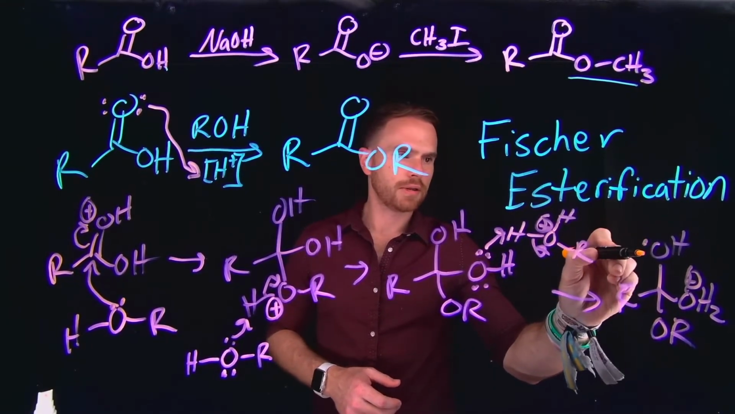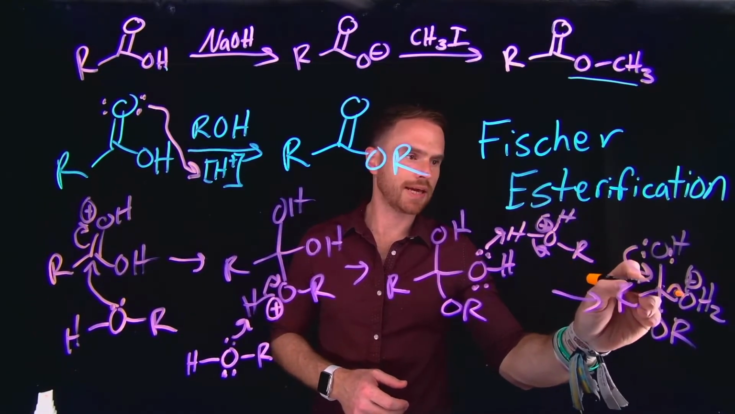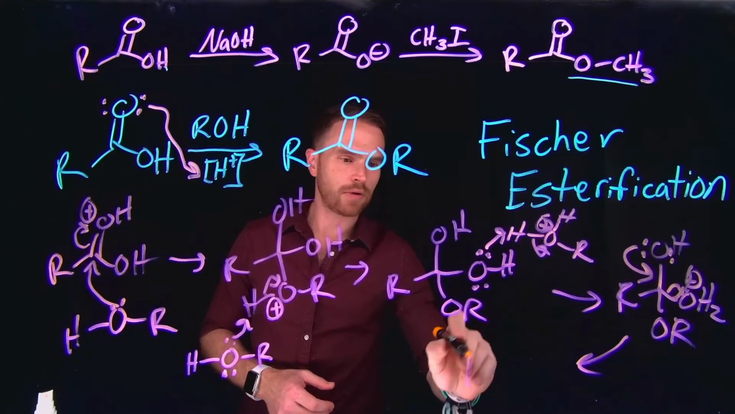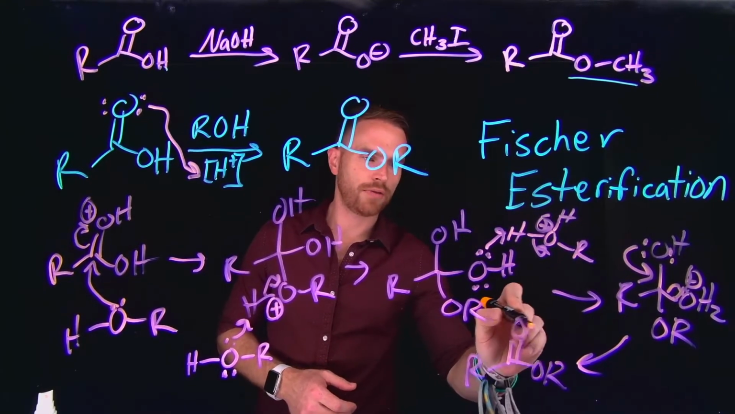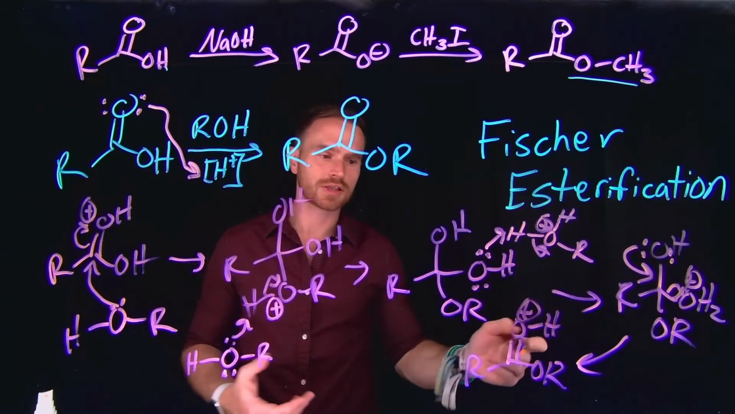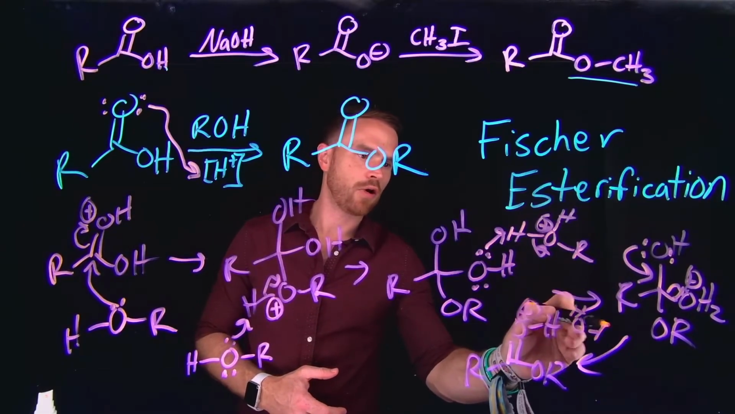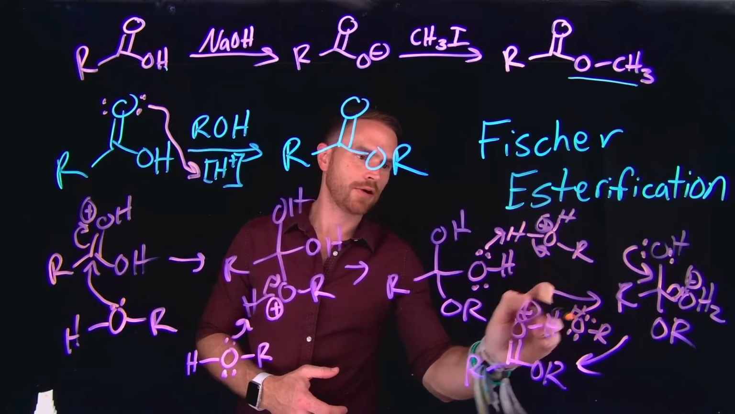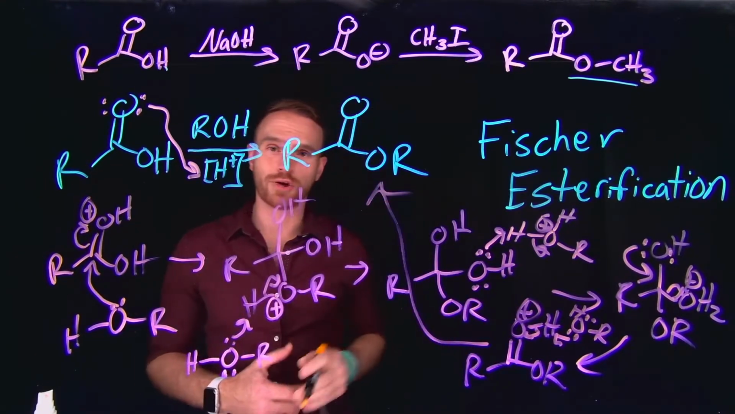From here, the electrons can come down from one of the oxygen atoms and kick off that good leaving group, allowing us to create a brand new protonated ester, where now this proton that is on the carbonyl oxygen can subsequently be deprotonated by, for example, the alcohol that is still present in our compound, allowing us to finally generate our brand new ester.